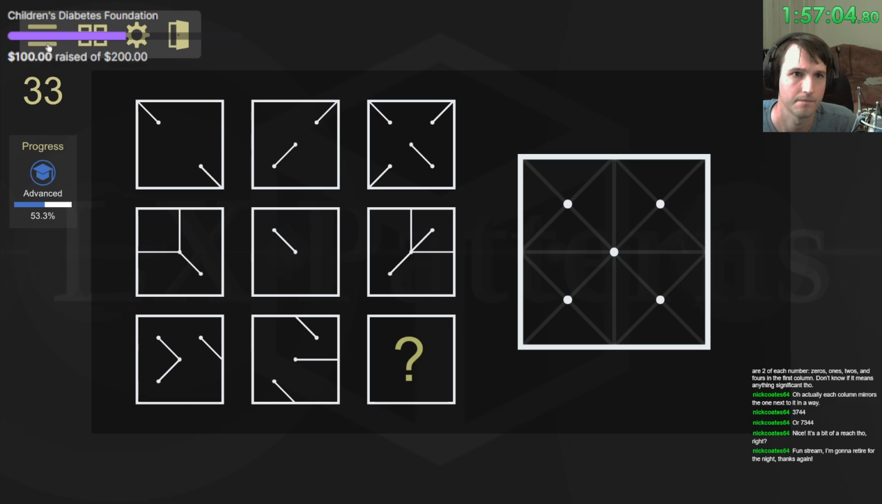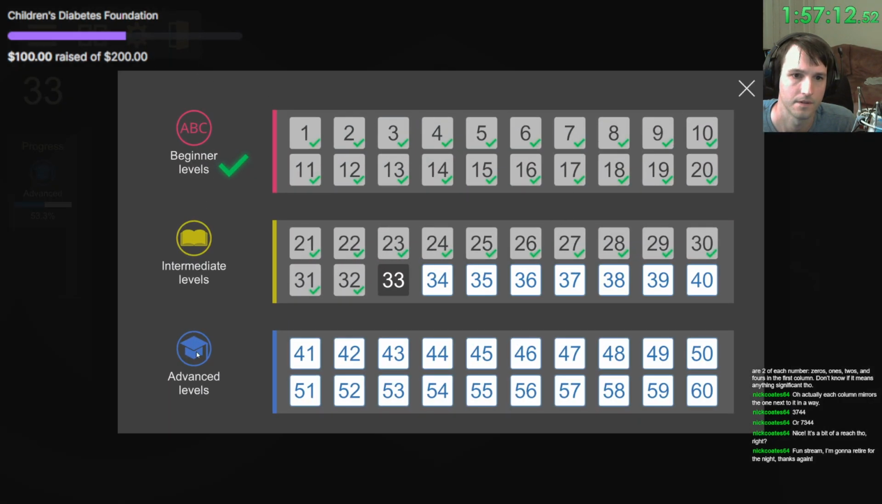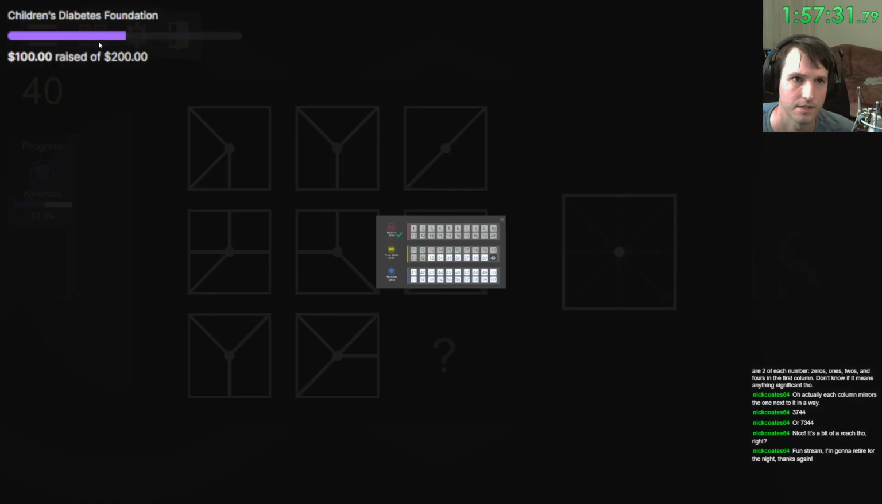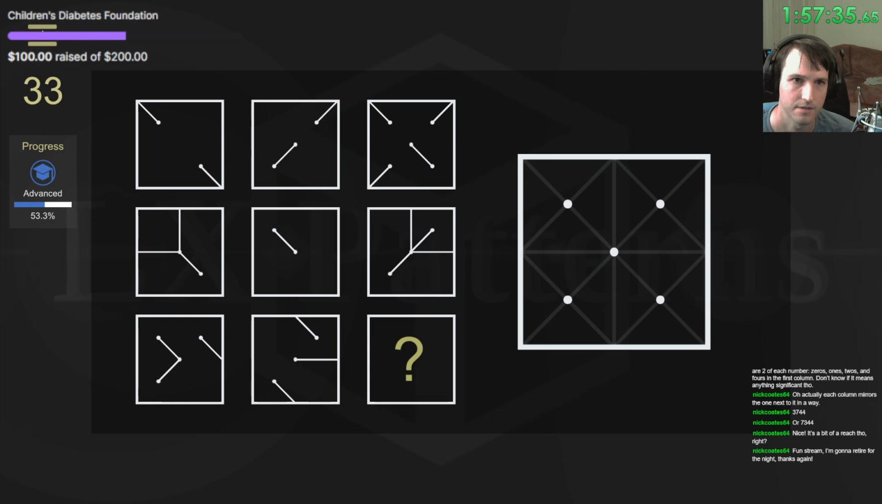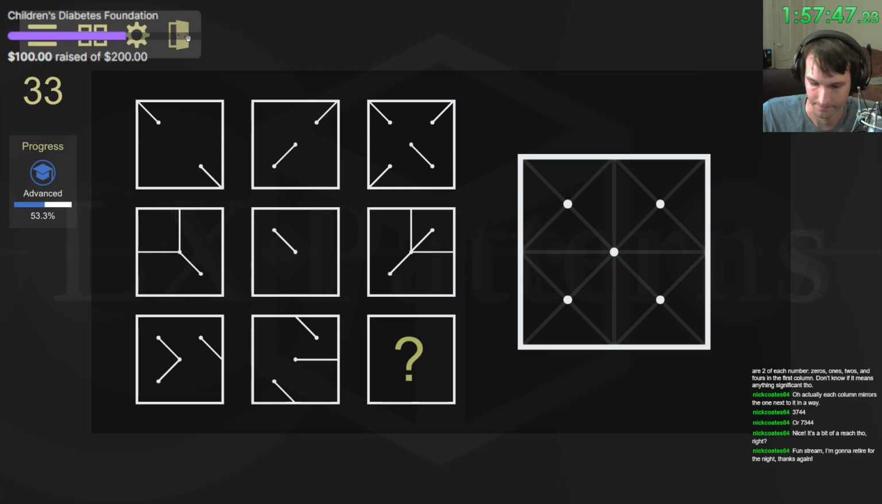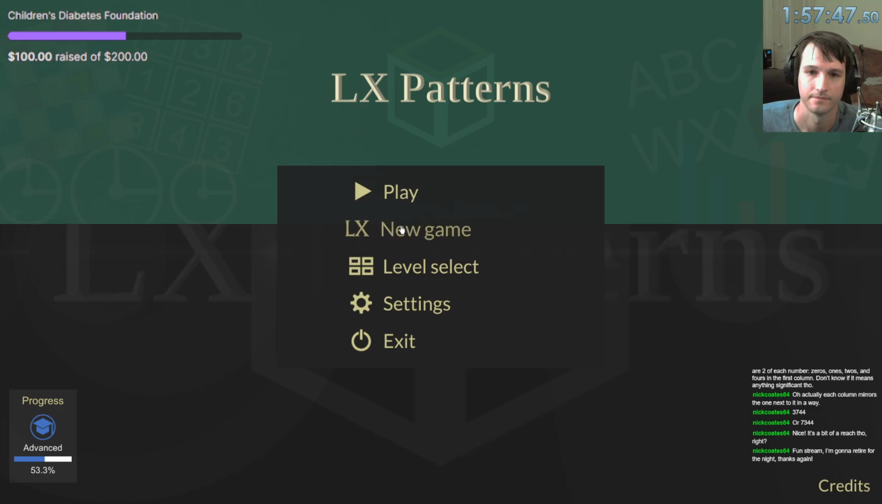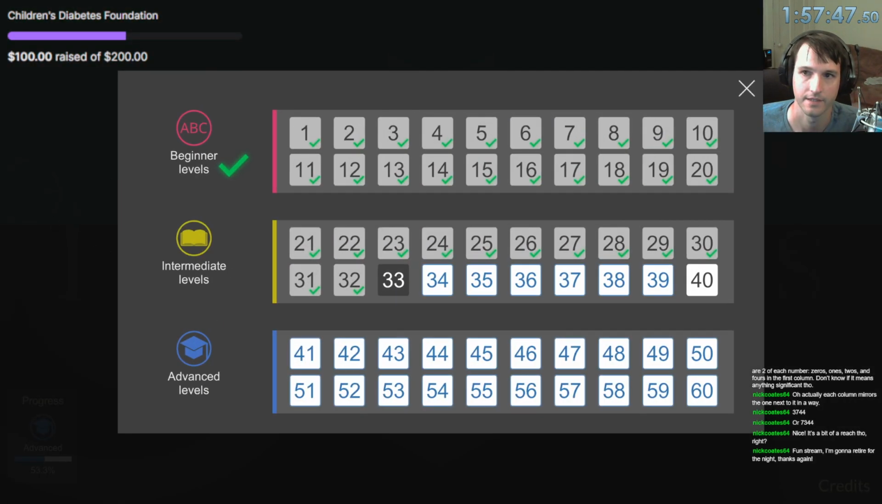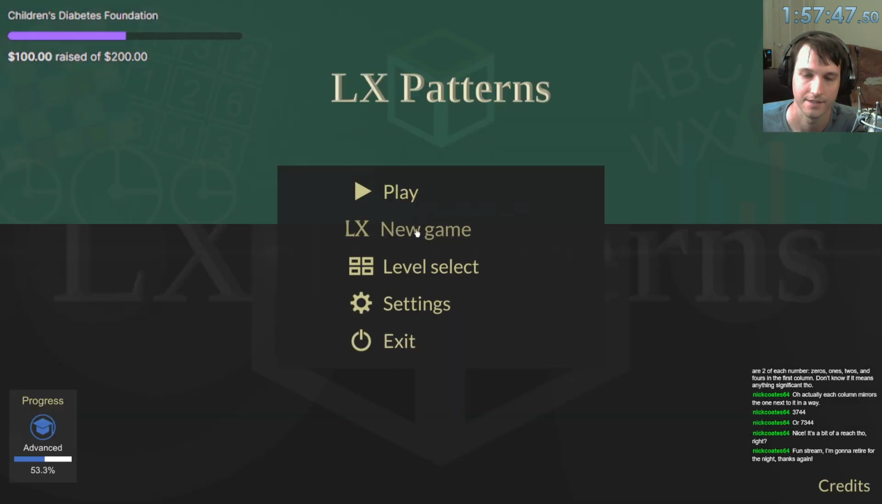All right. Wait, what? Oh, progress to the advanced. No? I'm confused at what it means now. This game is confusing. Oh, I didn't mean to modify. Anyway. Level select. Okay. So, looks like it keeps my progress. Don't hit new game.